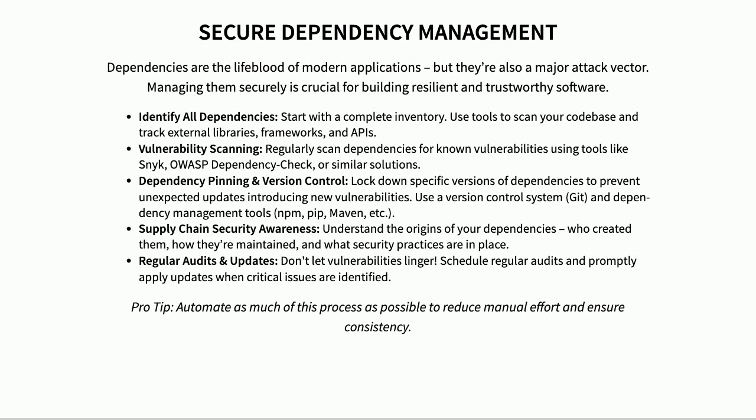Once you find a vulnerability, you want to lock down specific versions of those dependencies. This prevents unexpected updates from introducing new risks. Version control is key here, as is locking down the exact version. Also, be aware of where your dependencies come from. Understanding their origins adds another layer of security. Finally, schedule regular audits and updates to keep everything running smoothly and securely.